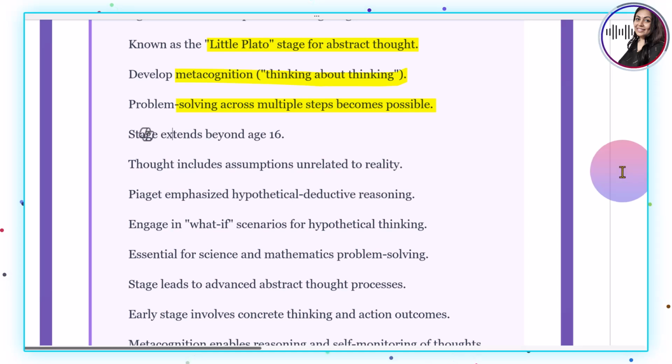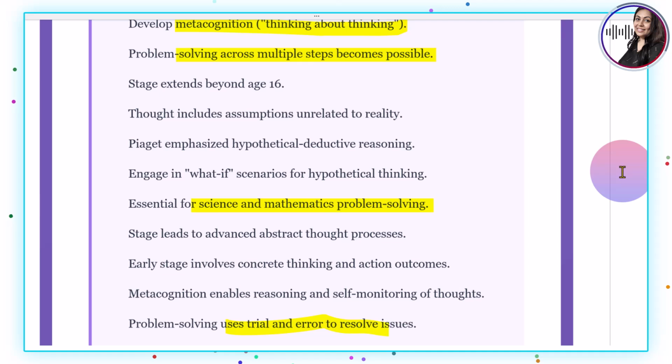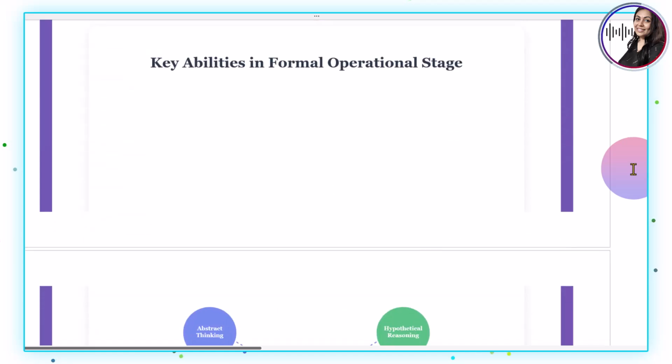At this stage, learners can reason beyond concrete experiences, making it essential for advanced learning in science, mathematics, and philosophy. Early in the stage, thinking may still involve trial and error, but gradually it becomes logical, methodical, and analytical. From an exam perspective, it is important to remember that adolescents are placed in the formal operational stage, and learners here can think hypothetically, deductively, and abstractly, all of which have been directly tested in previous exams.